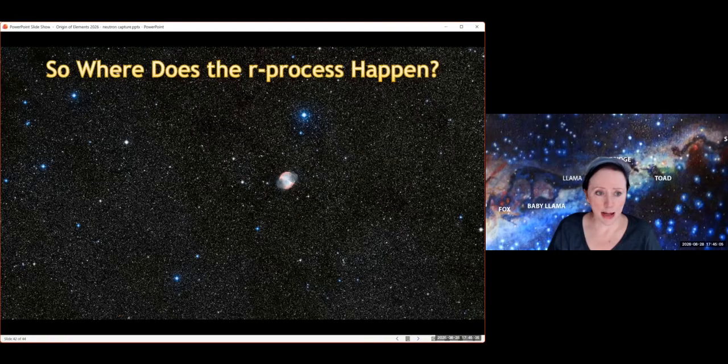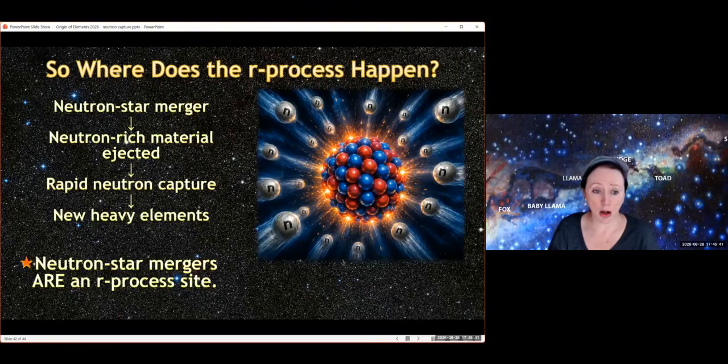Where does the R process happen? We need an enormous number of neutrons captured extraordinarily quickly. Neutron stars provide the neutron-rich material. A merger throws some of that material out into space. GW 170817 lets us watch it. We detected the merger, we saw the kilonova, and in its spectrum, we found freshly produced strontium. Neutron star mergers are an R process site.